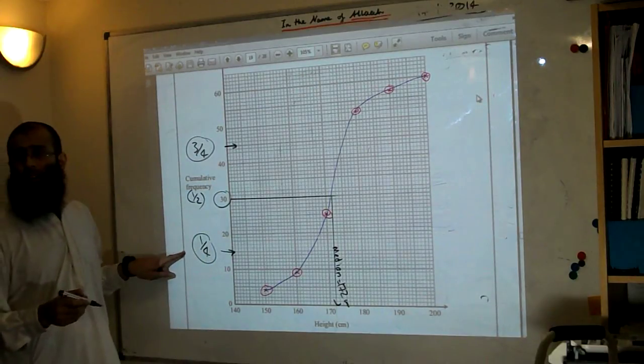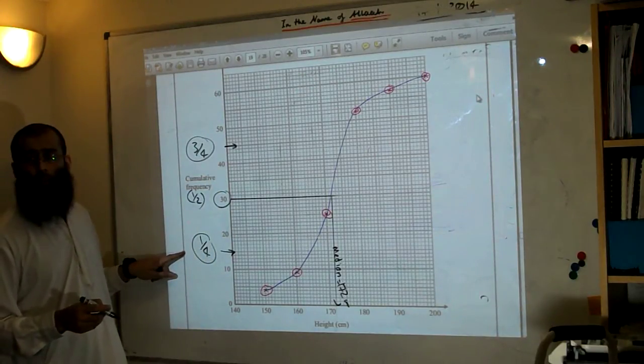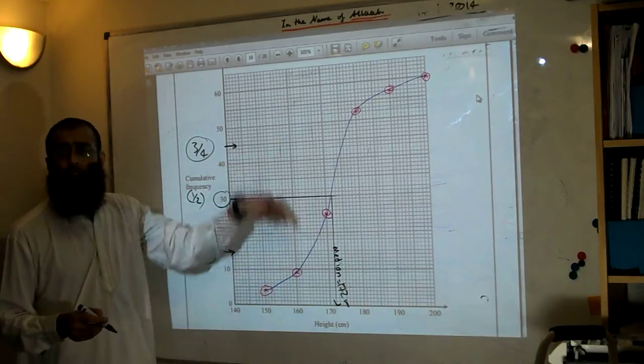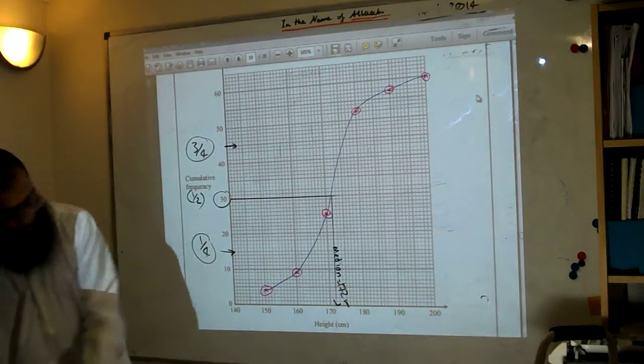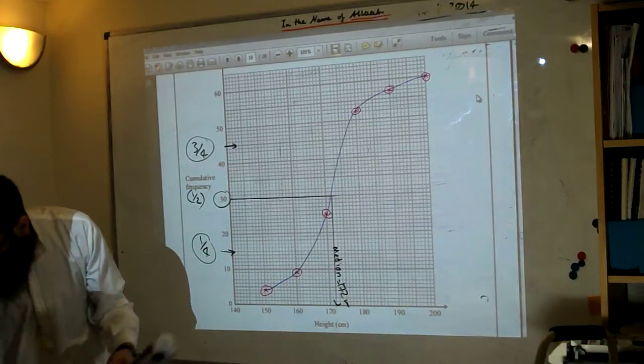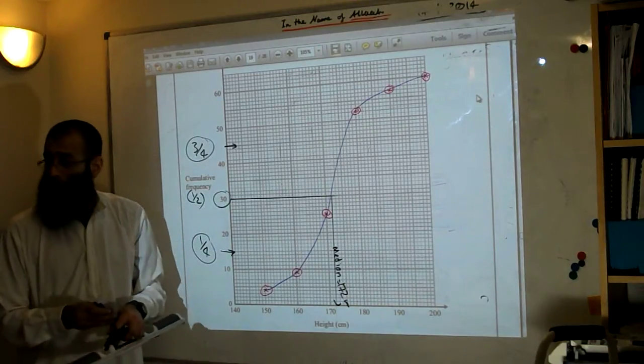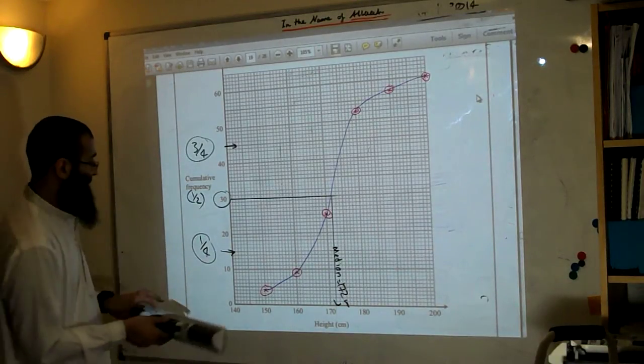So the lower quartile calculation starts from here, and we go across, hit the graph and come down. So let's change colour so we don't clash with the colour. Are you okay with that?